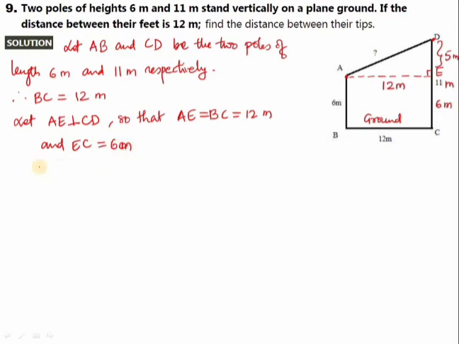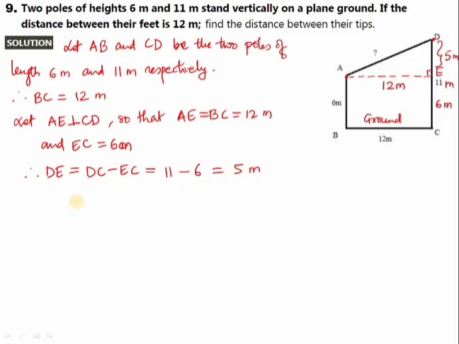Okay, so therefore we have DE. So DE is equal to DC minus EC. So what is DC? DC is given to be 11, and what is EC? EC is just now we found it to be 6, so the difference turns out to be 5 meter.